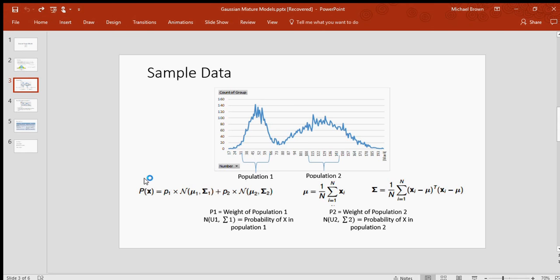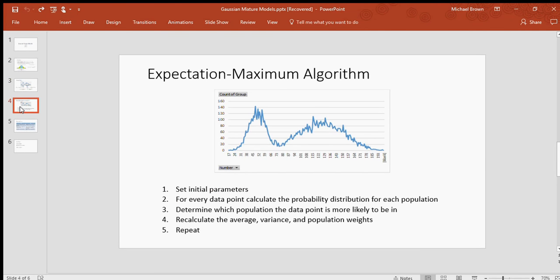So this is great, and so this sort of describes the end state. When you're starting and you just have a blob of data, then you're not going to know the weight, you're not going to know the average, you're not going to know the variance. So in order to estimate those parameters, you use a function called the expectation maximization algorithm.